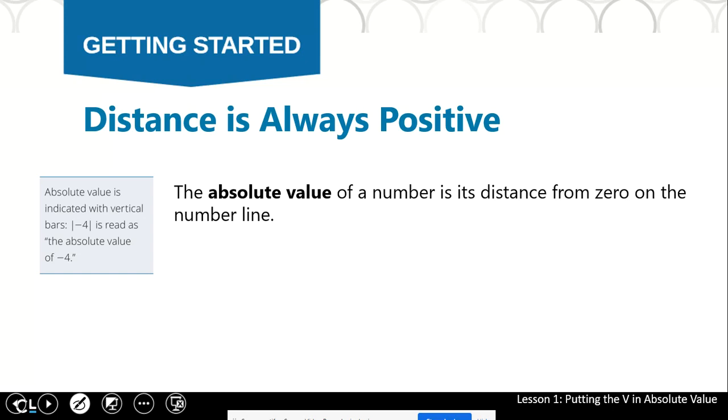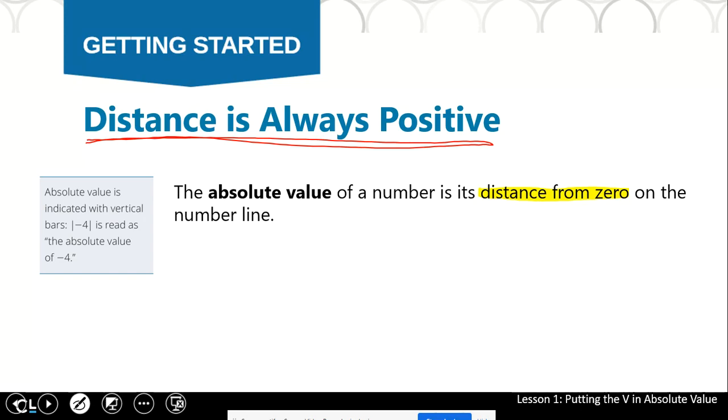So the absolute value of a number is its distance from zero. Something very important is distance is always positive, always positive. You cannot go negative distance.